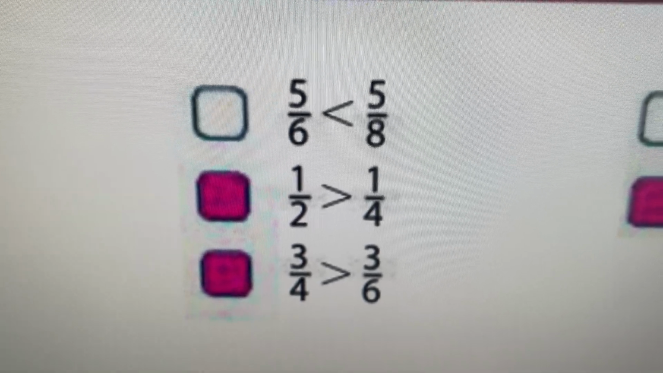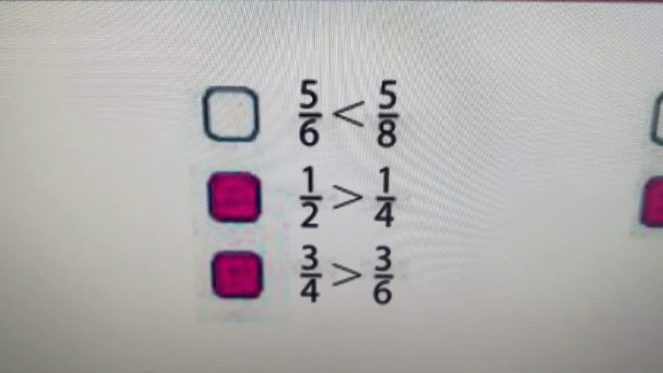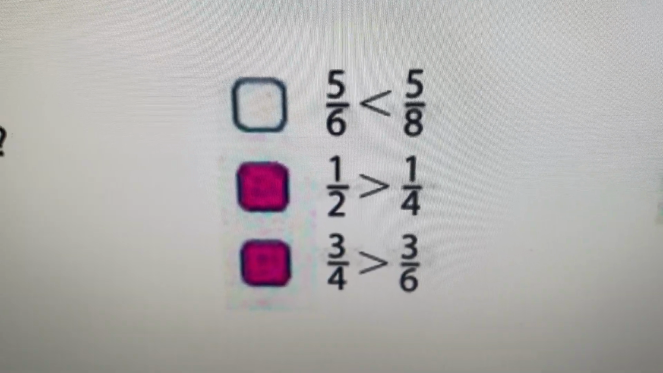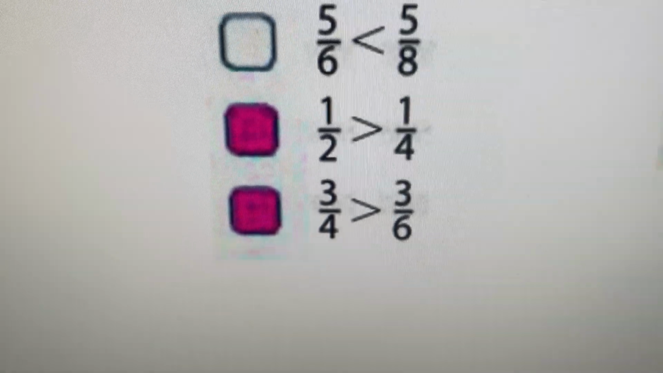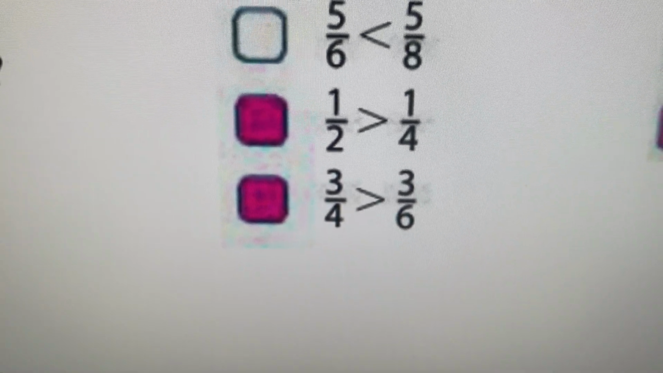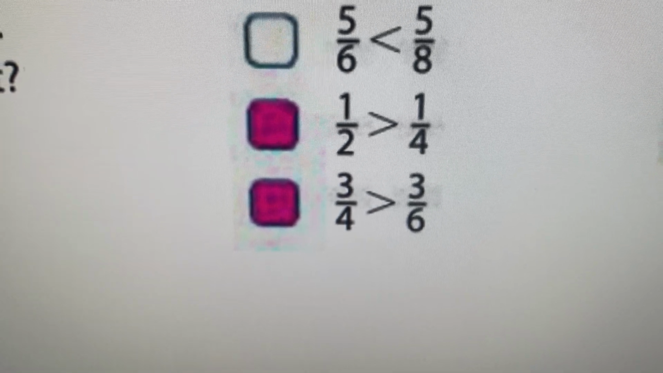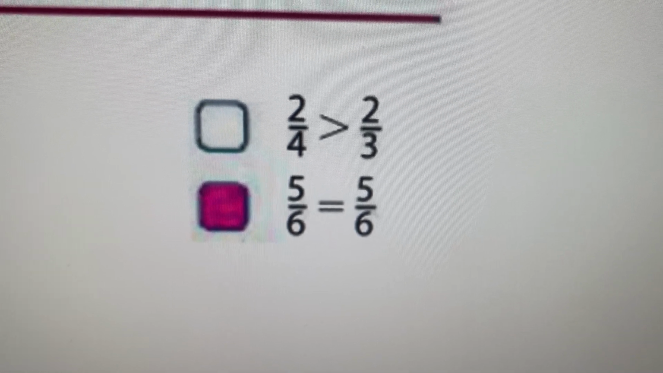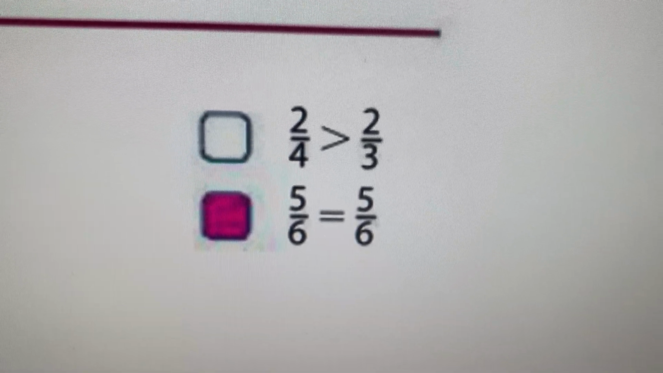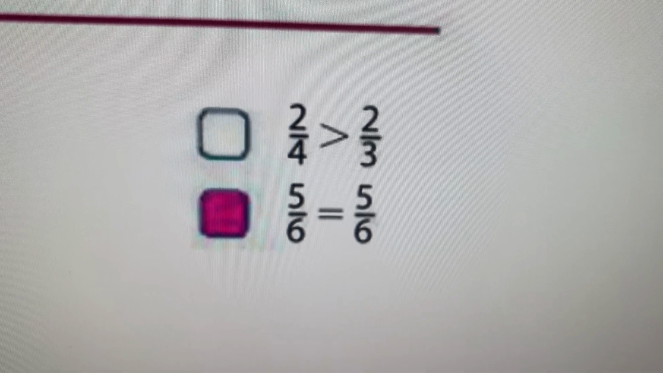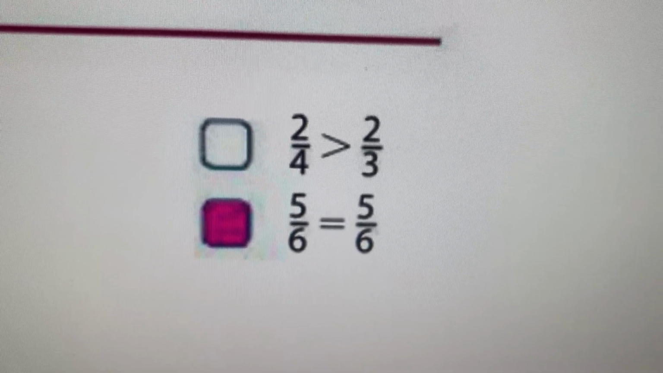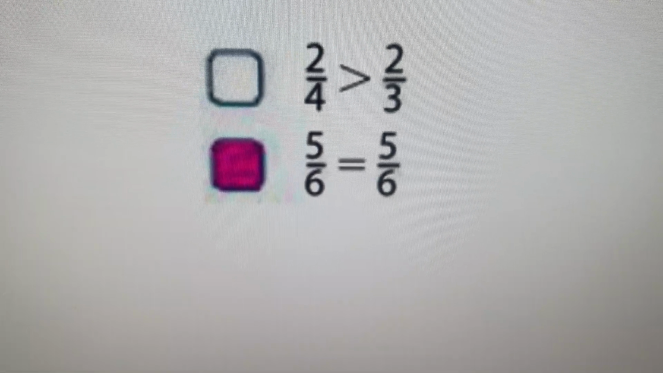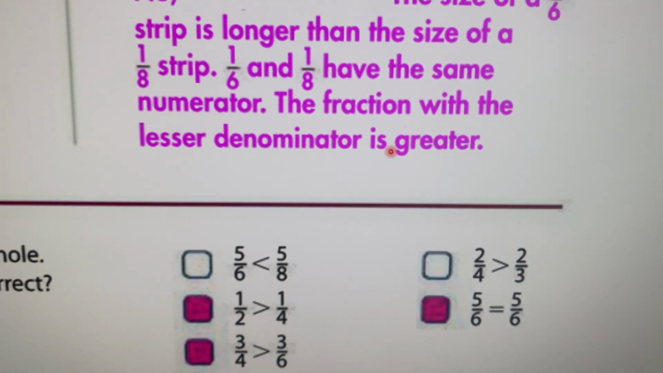1 over 2 and 1 over 4. Is 1 over 2 greater than 1 over 4? Yes. Smaller denominator, so greater fraction. 3 over 4 and 3 over 6. Is 3 over 4 greater than 3 over 6? Yes, it is. Is 2 over 4 greater than 2 over 3? No. We said that smaller denominator is greater fraction, so no. Is 5 over 6 equal to 5 over 6? Yes, correct. So this was our lesson today.